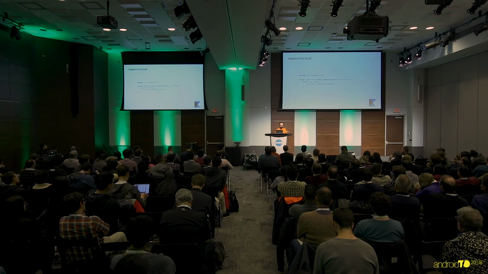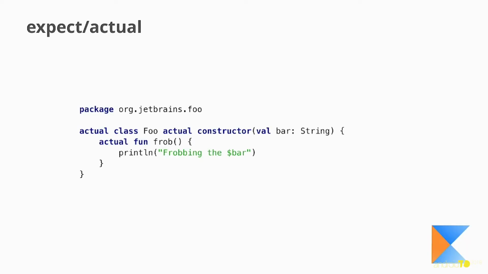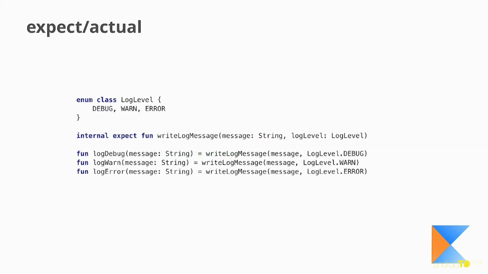Now, in each particular module, we will have something like this. We will have the class with an actual prefix. The actual, unsurprisingly, talks about the actual implementation. And it's applied to the function and to the class itself. I think it's easier if you see it in a real-world example. This would be a function called writeLogMessage. We write a log differently in JavaScript or in Android, right? In Android, we will use Java and the standard output. In JavaScript, we will use the console.